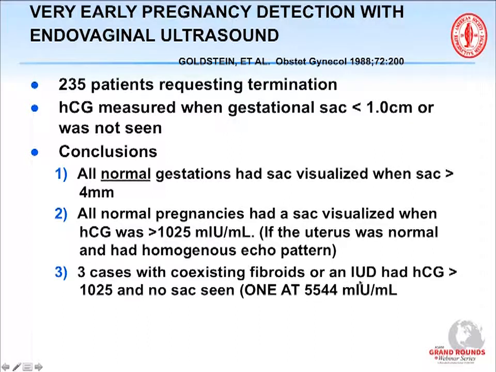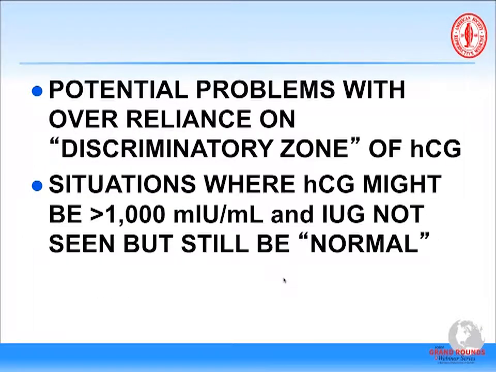27 years ago, we had 3 cases where the hCG was greater than that. In fact, one had 5,544 with coexisting fibroids in which we did not see a gestational sac. So it not only needs to be a normal sac, it needs to be a normal uterus. So what are some of the potential problems with the discriminatory zone? What are some of the situations where your hCG might be greater than 1,000 or even 2,000 and an IUG not seen but still be normal?